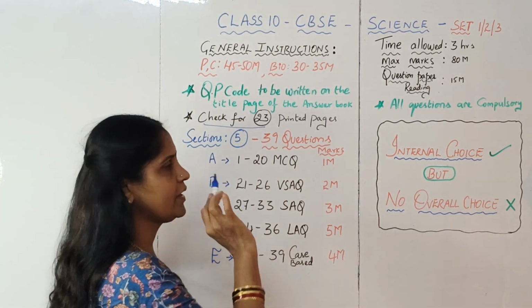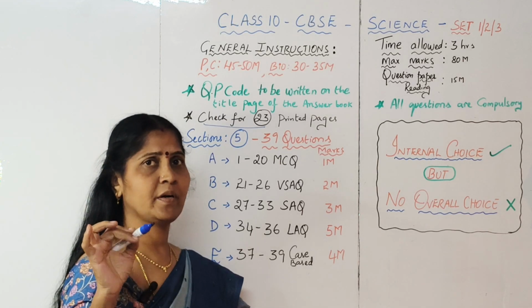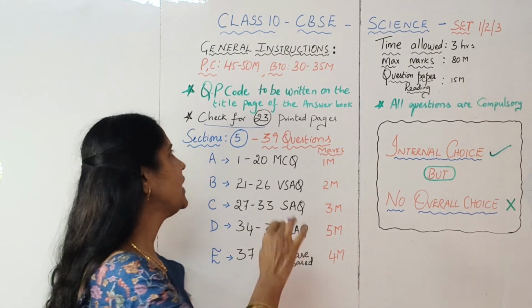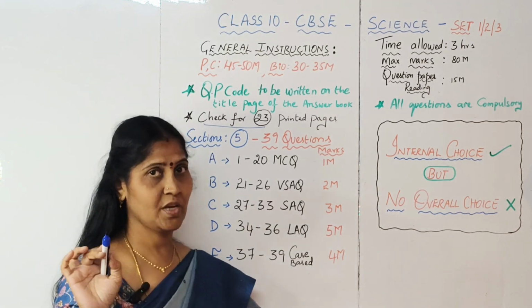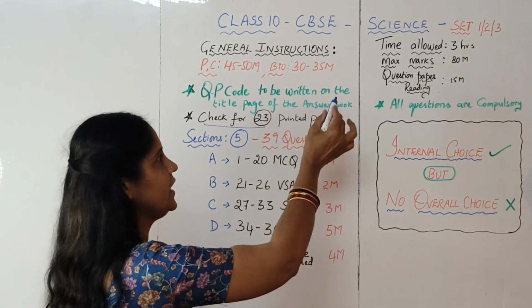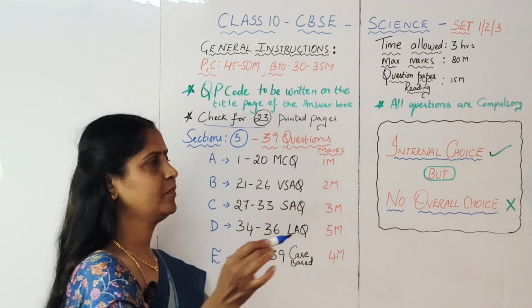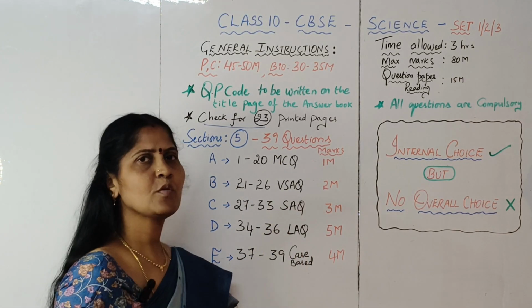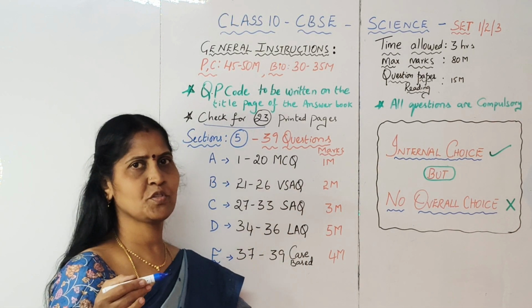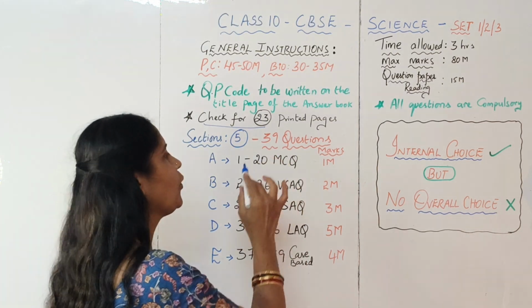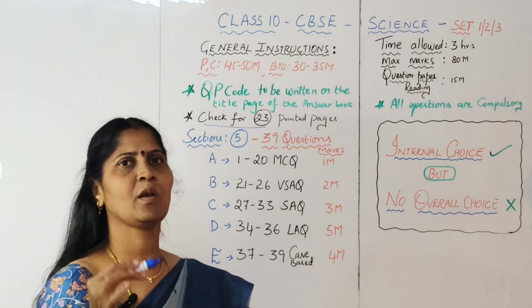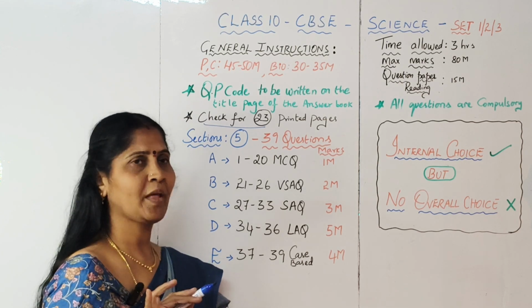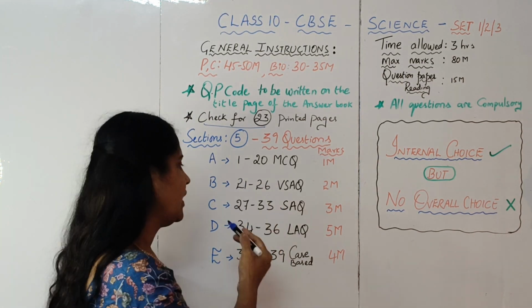You will write your question paper code. You will check whether the pages are printed or not, whether all questions are there in the paper or not, and whether there are 23 printed pages or not. You first check that. And then you start reading your question paper within the time specification that is given, and then proceed. So what will be there in the general instruction section is, altogether how many questions will be there? There will be 39 questions.